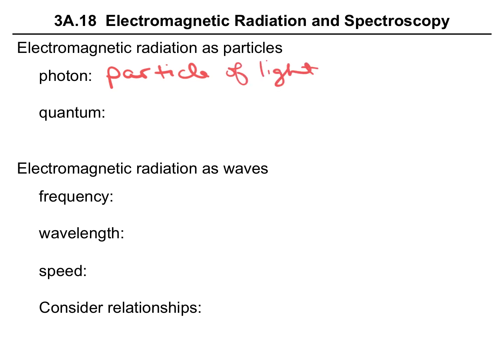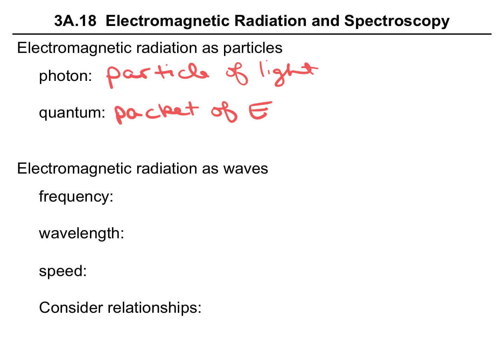And each photon has a particular amount of energy. Then we can think of a quantum as a packet of energy, and each packet has a particular amount of energy. Different types of radiation have photons with different sized packets of energy. For example, X-ray photons would have really high energy, whereas radio wave photons would have very low energy. The idea of a quantum, a packet of energy, is very important for spectroscopy.